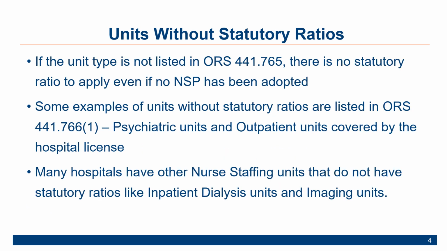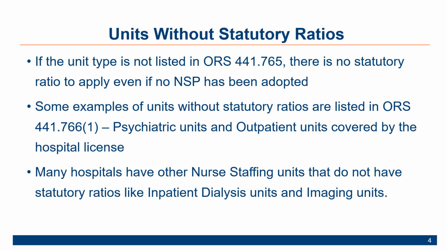Because ORS 441.765 has a limited list of unit types, there are other unit types that have no statutory RN to patient ratio. In that situation, OHA has no ratio to enforce, even if the nurse staffing committee has not adopted a nurse staffing plan for the unit.